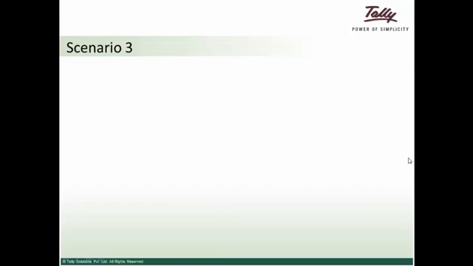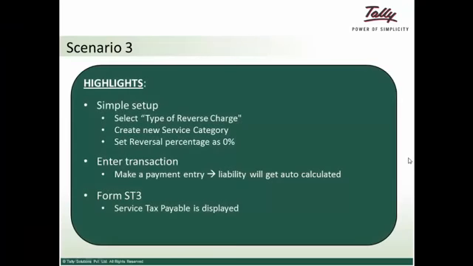Now for the highlights of scenario 3. As you saw in the demo, setting up full reverse charge for goods and transport agency was complete in a few seconds. All you need to do was simply select the type of reverse charge as full or both and set the reversal percentage, that is the provider's liability of GTA service category, as 0%. No other additional settings or configurations are needed. Once you're done with the setup, enter a normal purchase invoice, make a payment entry, and see the liability getting generated in the ST3 report.